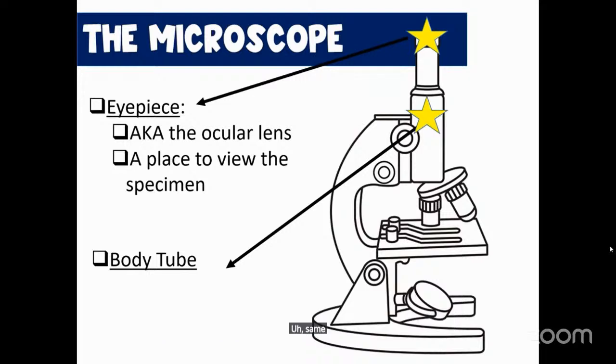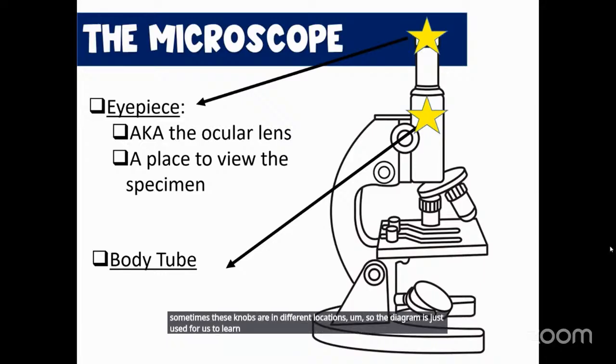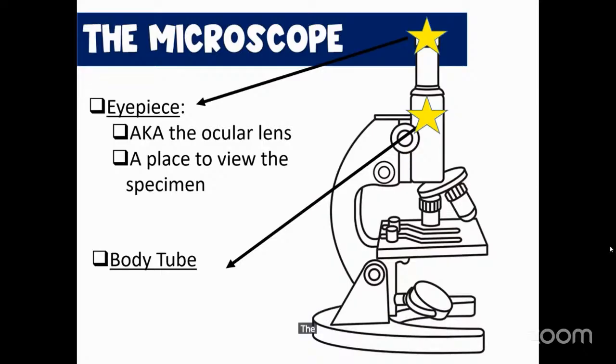Same thing. Sometimes the objective lenses are a little different. Sometimes these knobs are in different locations. So the diagram is just used for us to learn the parts, but the learning will actually take place when you start manipulating these parts.